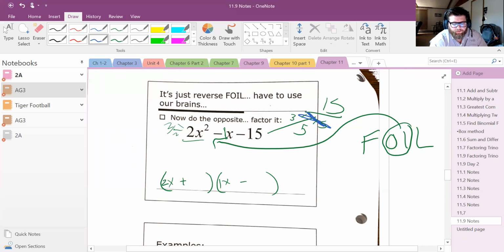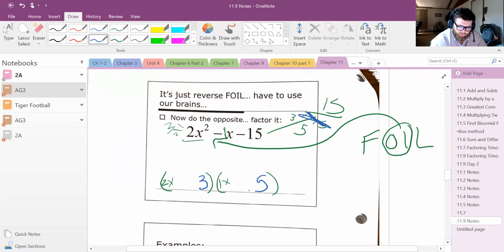Okay, next we got to go to 3 and 5. I know I got to get to negative 1 here. So what do I need to do? I need to come up with an arrangement where I can get to negative 1 using the outer and inner in the FOIL process. All right, so let's plug 3 and 5 into here.